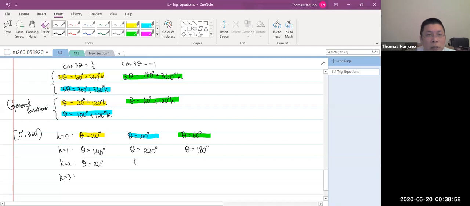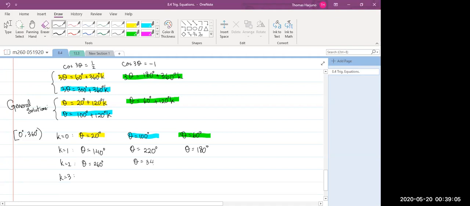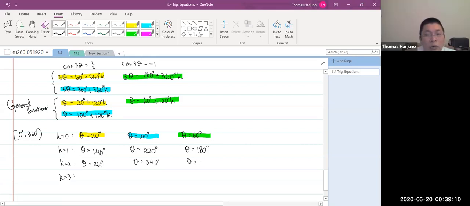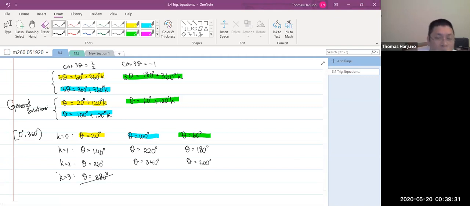And then for the blue one, when k equals 2, 340. And the green one, when k equals 2, 300 degrees. So when k equals 3, you see the yellow one will be 380 degrees, right? Which is too much. So we know we stop at k equals 2.